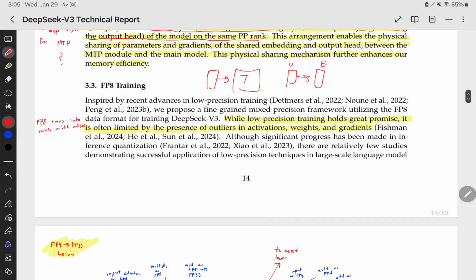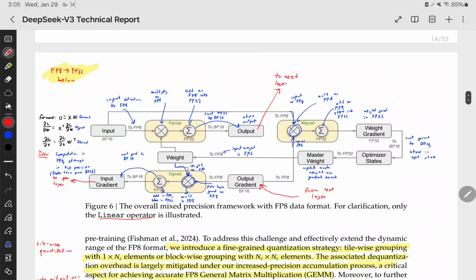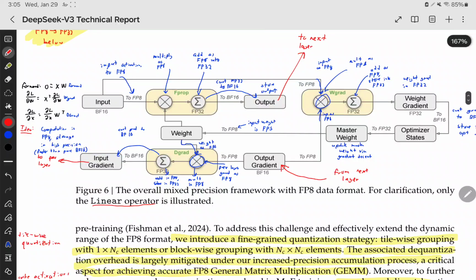Floating point 8 training. So let's talk about that. We'll go through this diagram. Mainly they do this mixed precision training. Most things are a forward pass, and most things are just a weight matrix multiplication. And they mention that they do all this in floating point 8, but they store it in floating point 32.